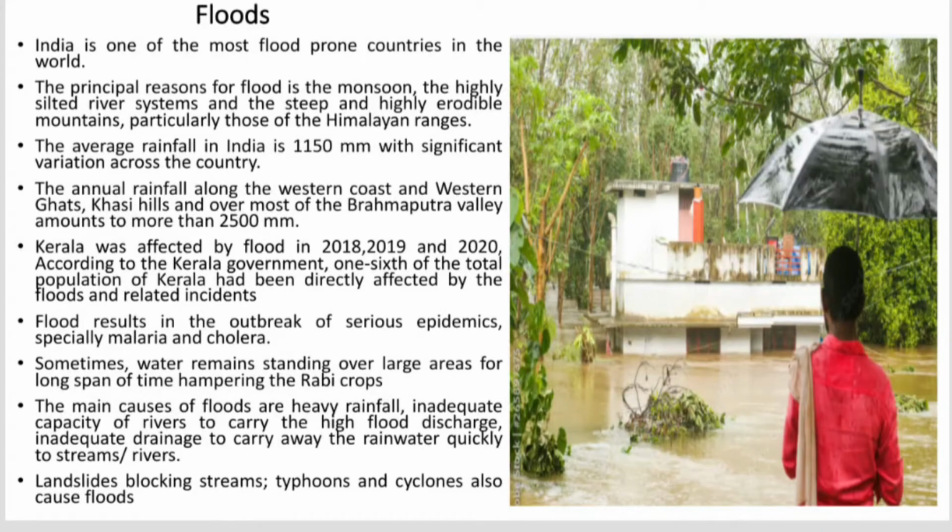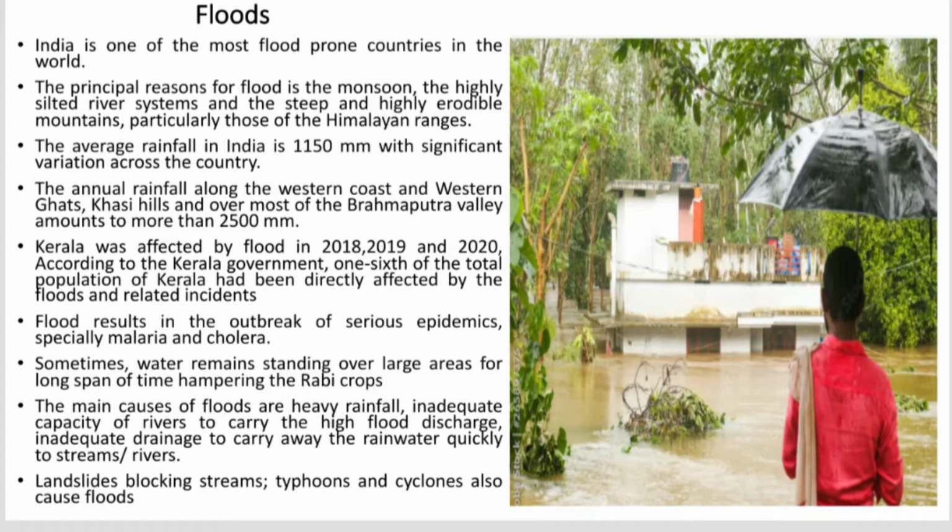The annual rainfall along the western coast and Western Ghats, Khasi hills and over most of the Brahmaputra valley is 2500 mm. When I am speaking about the flood, the first state which will come to your mind will be Kerala. Kerala was affected by the flood in 2018, 19 and 2020. According to the Kerala government, around one-sixth of the total population was affected by the flood. Flood not only leads to many problems, but also to serious epidemics, especially malaria and cholera. Sometimes the water will be standing for a large amount of time, which will hamper the rabi crops.